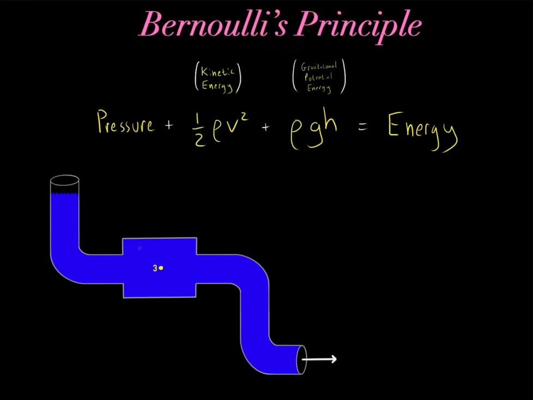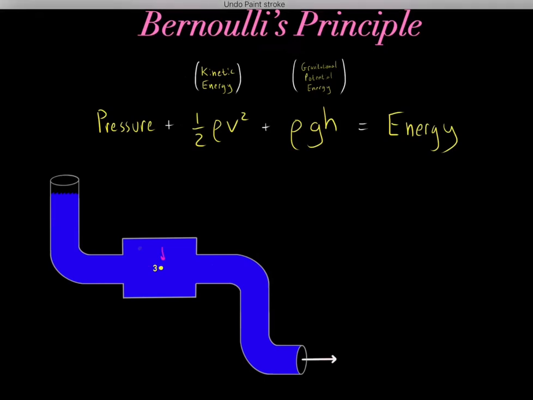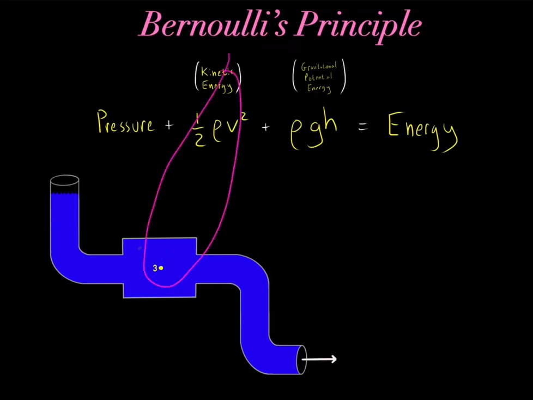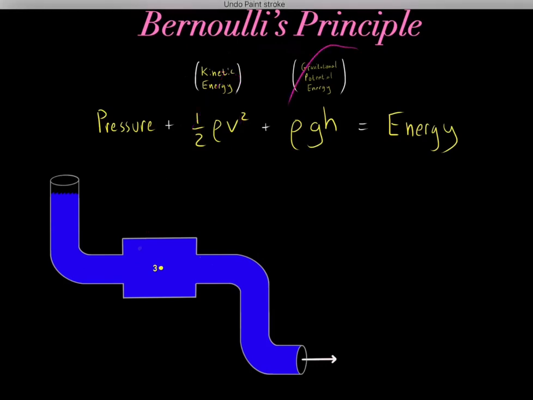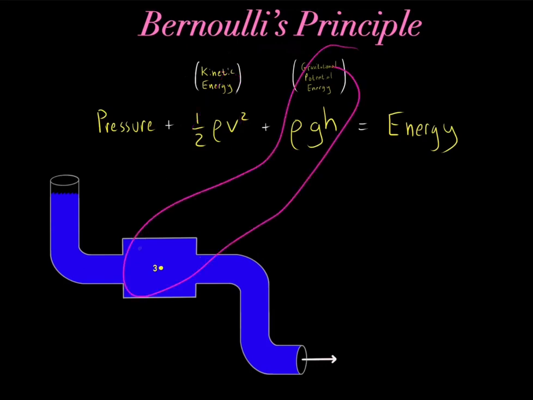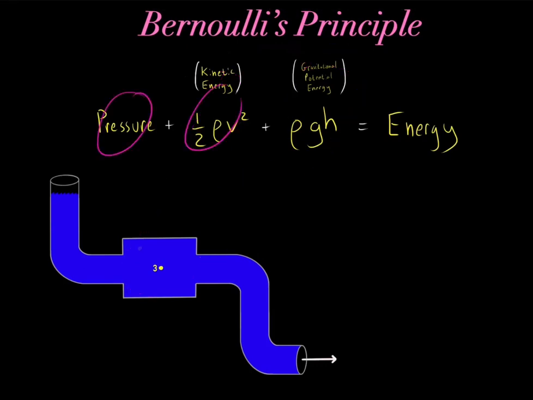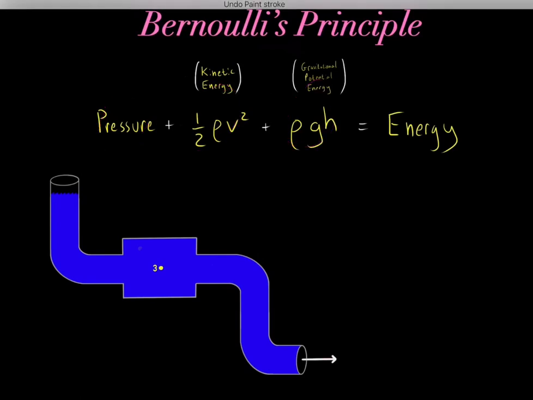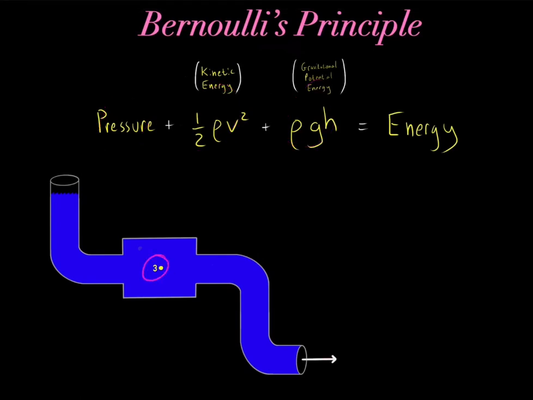So now we know if we want to determine the amount of energy at this particular point, all we need to do is determine the pressure applied at this given point, add it to the total amount of kinetic energy at this given point, and add it to the total amount of gravitational potential energy at this given point. And if you determine all those values, you can determine the total amount of energy at this given point.